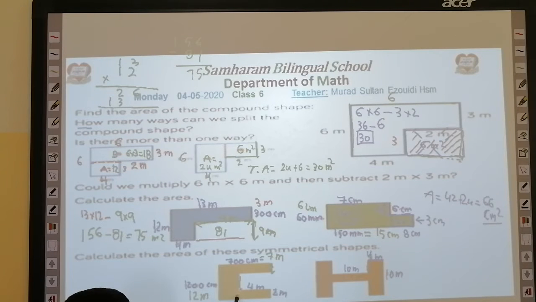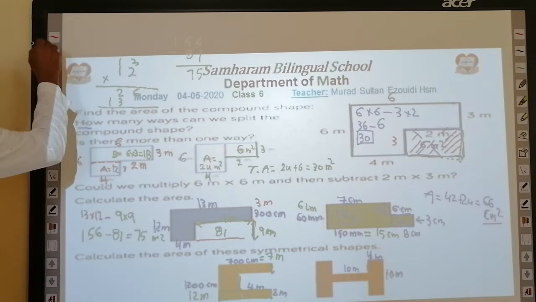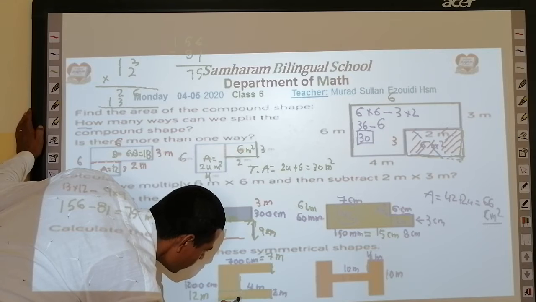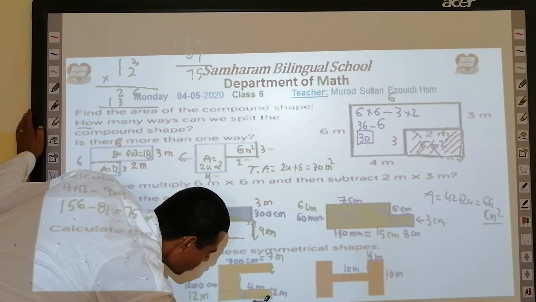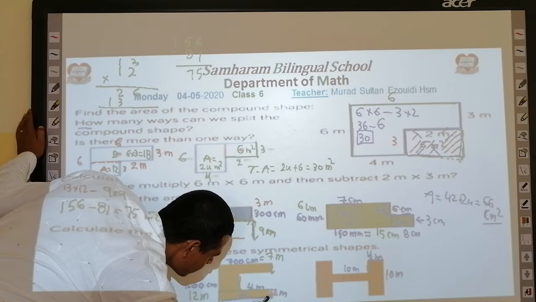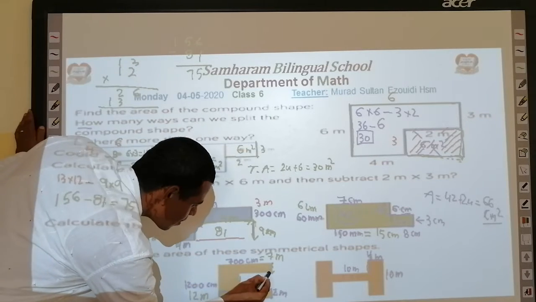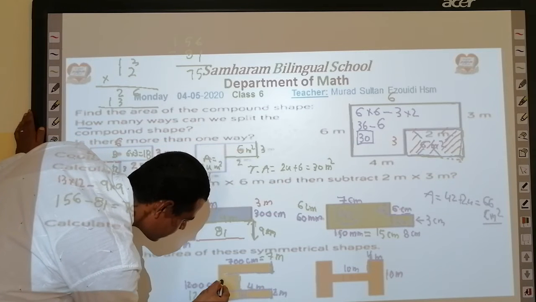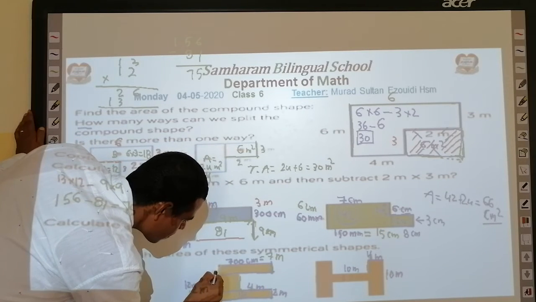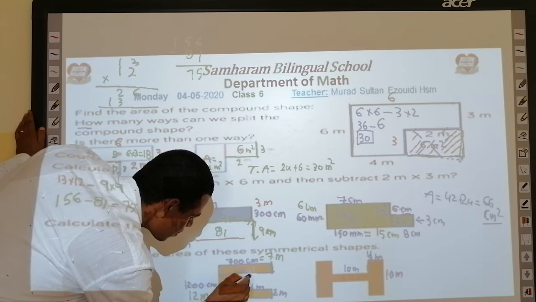I will do it like that. This is the first rectangle, you see it? The area of this is what? 7 multiplied by 2 is 14. I will use 14 meters square. This one, only this one. As we thought, this one is symmetrical. Also this one, my learners, is 14. So 14 meters square.